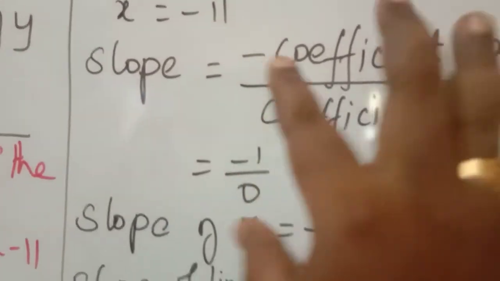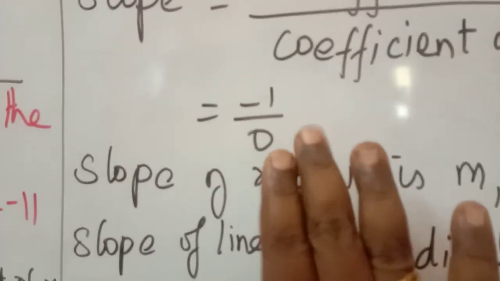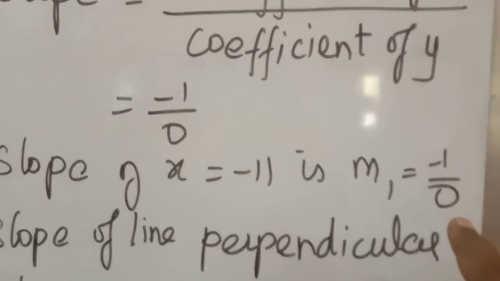So 0. Keep as such. Otherwise we can write infinity. Any number by 0 is infinity. Otherwise we can keep as such. So slope of x equal to minus 11 is minus 1 by 0.